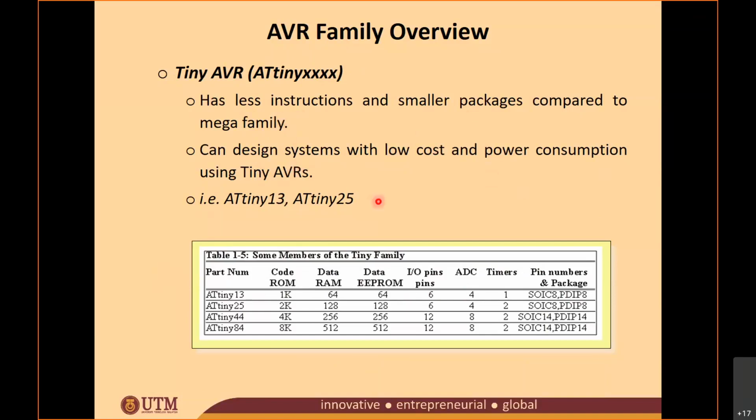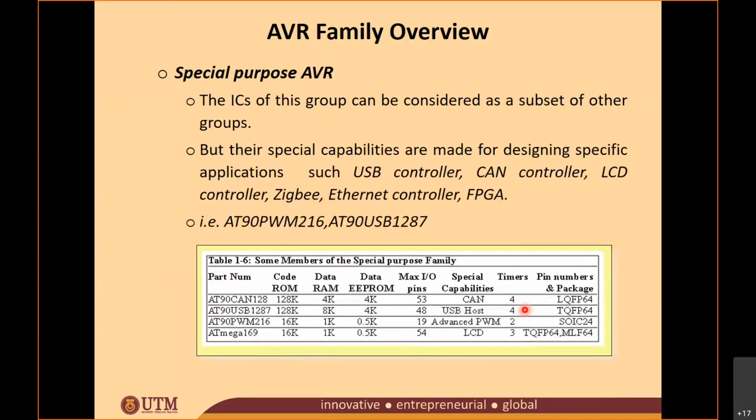It is similar to Arduino. For Arduino you have an Arduino Mega, and then you have Arduino Uno. The tiny AVR is actually similar to Arduino Uno. So this is the part number, the size of ROM, RAM and I/O pin outs. The maximum number of I/O for the tiny is 12, so you can connect up to 12 sensors at maximum. It also has ADCs and a timer as well. And last but not least is the special purpose AVR.